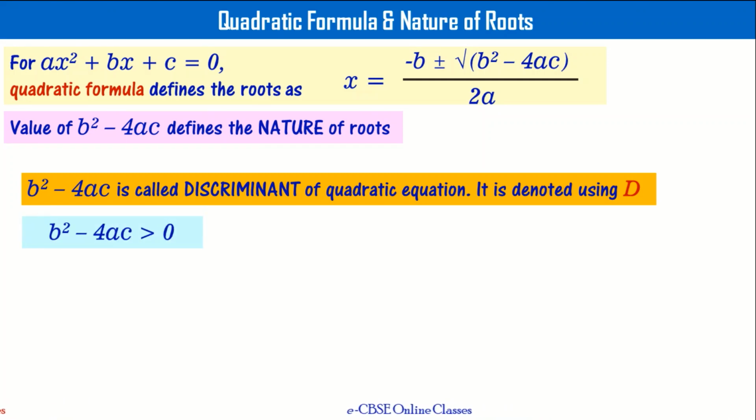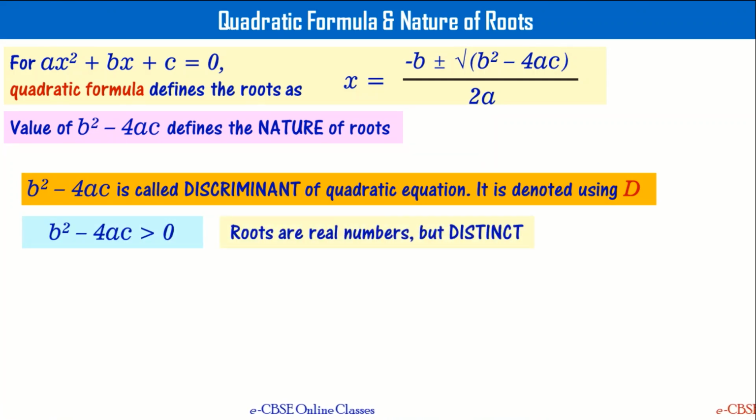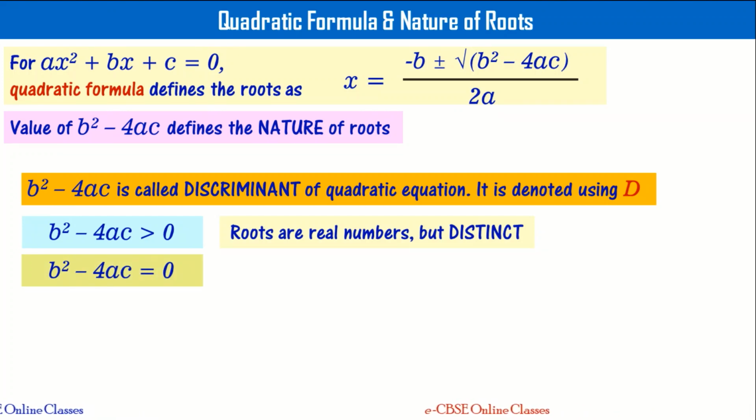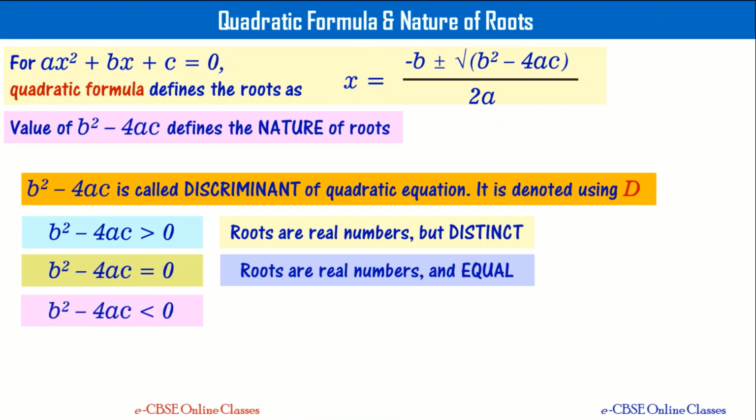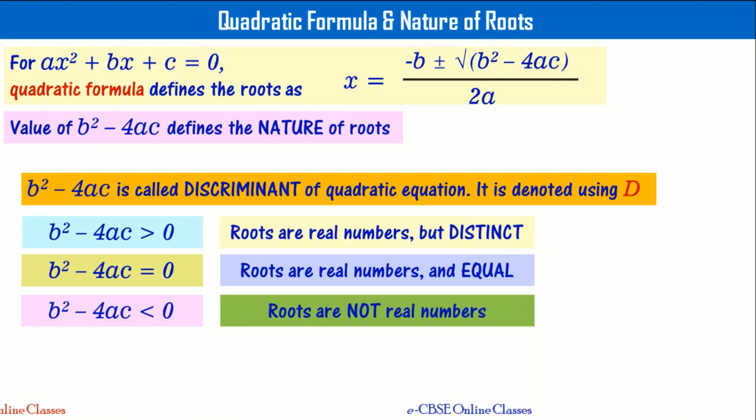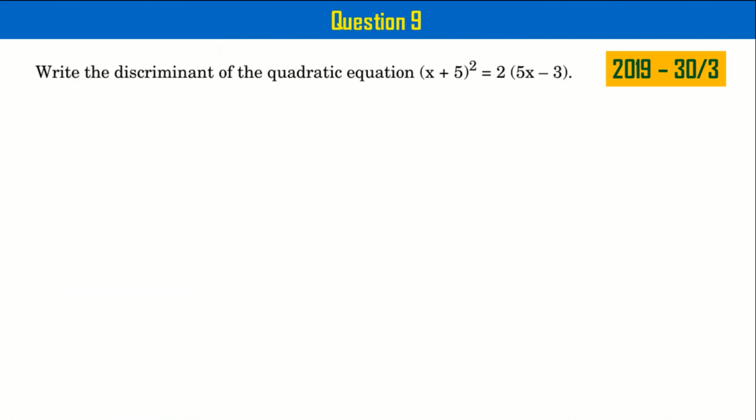When b square minus 4ac is greater than 0, the roots are going to be real numbers, but they are distinct real numbers. When b square minus 4ac equal to 0, the roots of quadratic equation are going to be real numbers and they are equal. Please take a note of this. When b square minus 4ac is less than 0, roots are not real numbers. It means that no real roots exist for a given equation. With this concept in mind, let's go back to the problem. We have to write the discriminant for the quadratic equation given.